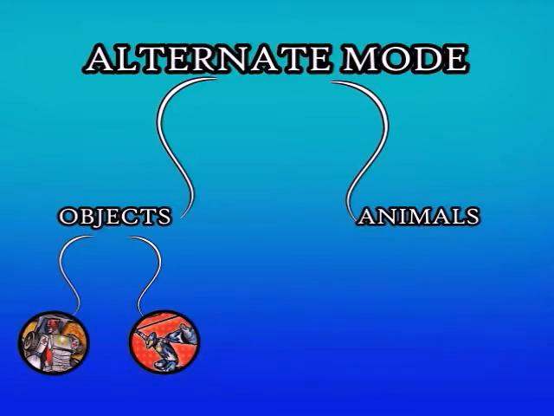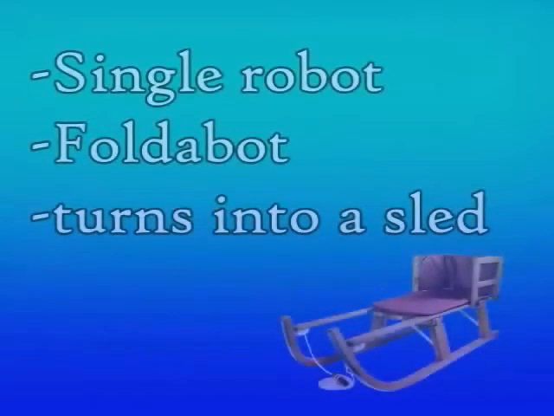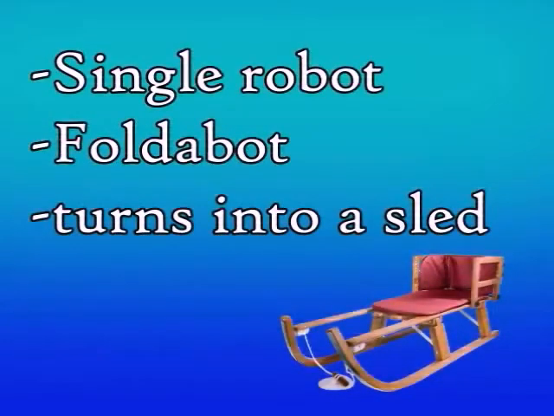On the other hand, the animal category is also divided into two subgroups: the regular creatures and the mythical creatures. Examples of regular creature robots are Bangis, Tulos, and Kalasag. Foldabots under the mythical creature category are quite few, with the Mythocrons being the only Foldabots under this category. For this tutorial, I will be making a single standalone Foldabot whose alternate mode is a sled.